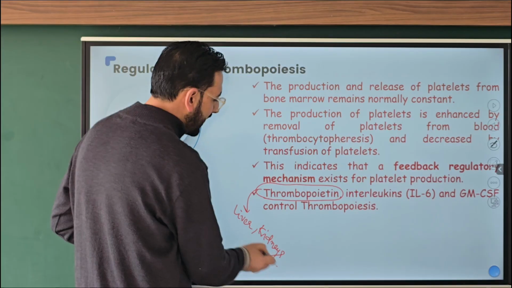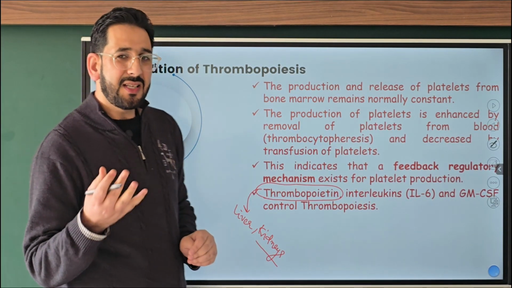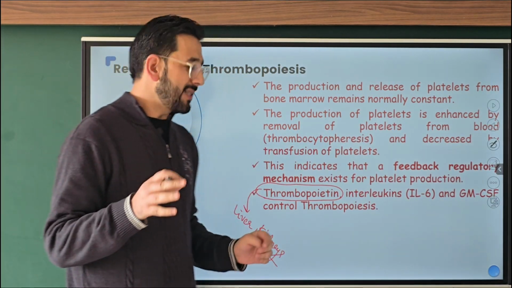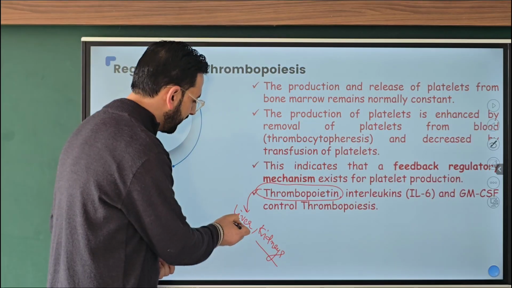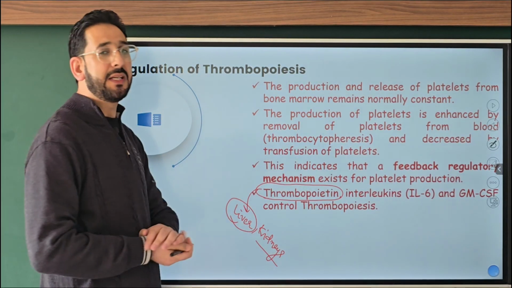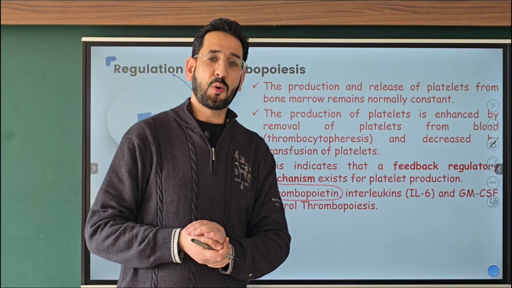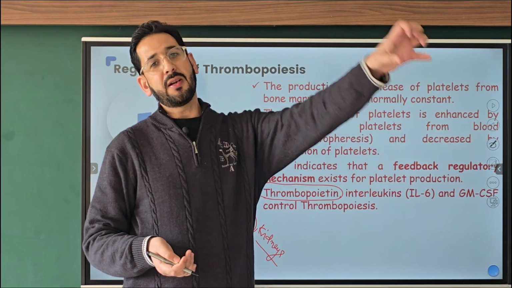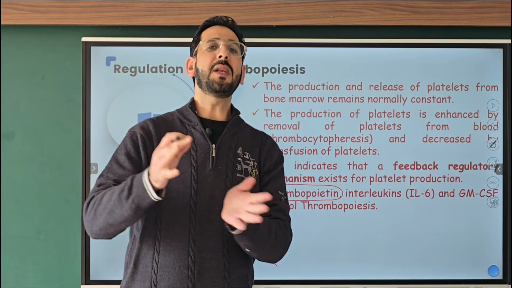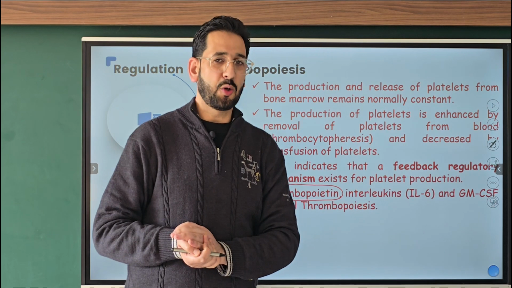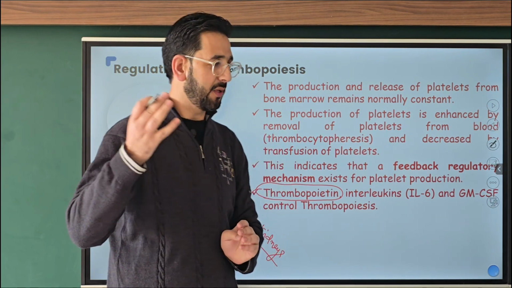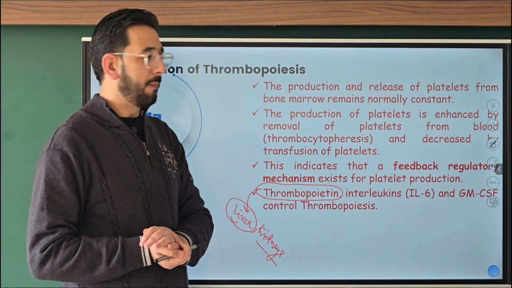But the main site, unlike erythropoietin, the main site is not the kidneys, it is the liver. So the liver is the main site for the secretion of thrombopoietin, and thrombopoietin will go to the bone marrow and stimulate the process of thrombopoiesis, the formation of platelets.